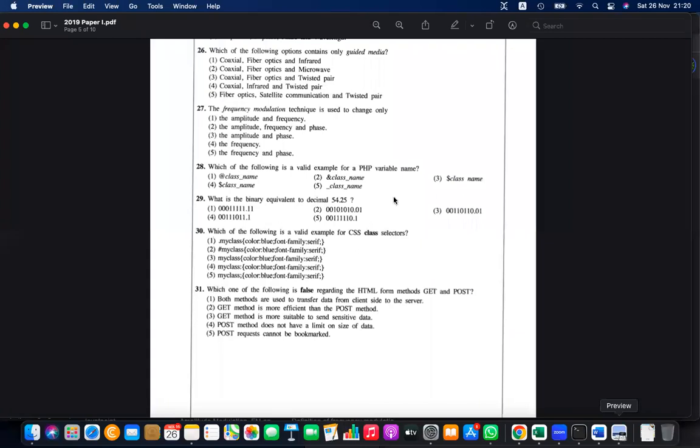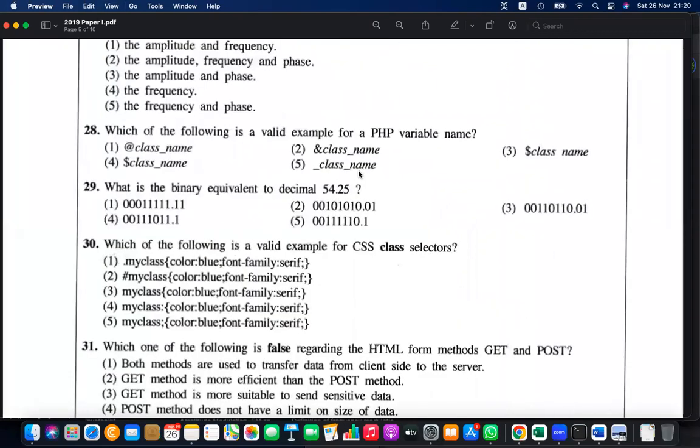Frequency modulation changes the frequency. Question number 27, 4 is the answer. 28. Which of the following is a valid example for a PHP variable name? PHP variable name rules: it should start with the $ sign. Okay, 3 and 4 both are correct. No spaces in the middle. You cannot keep spaces in a variable name. So this is wrong because of the space in the middle. So this is correct because there is no space. So that is number 4.